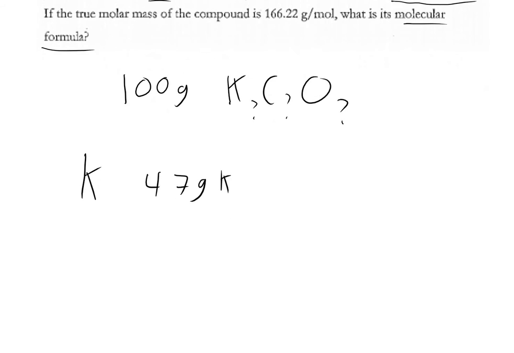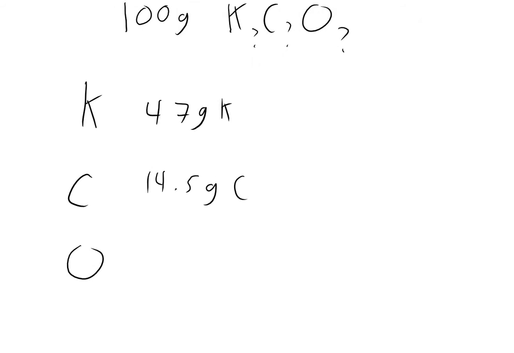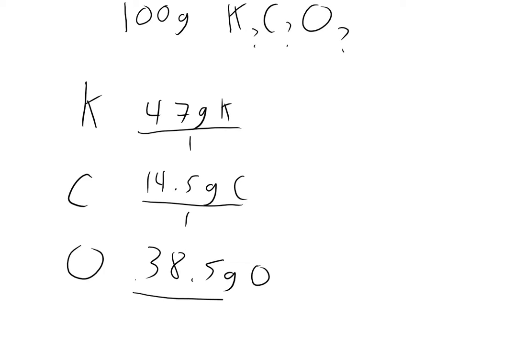And if we keep that in mind, we see that 14.5 is for carbon. So that means that we have 14.5 grams of carbon. And our oxygen is going to be coming in at 38.5 grams for oxygen. And from here, we're going to put them all over 1 because we're going to convert these into moles.